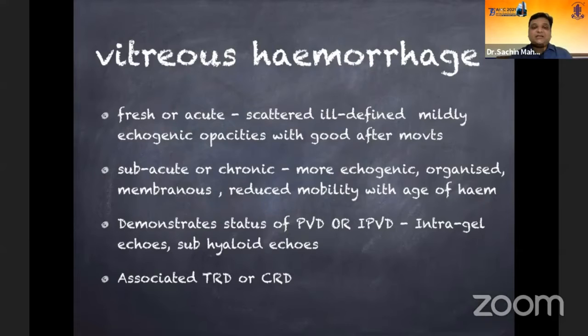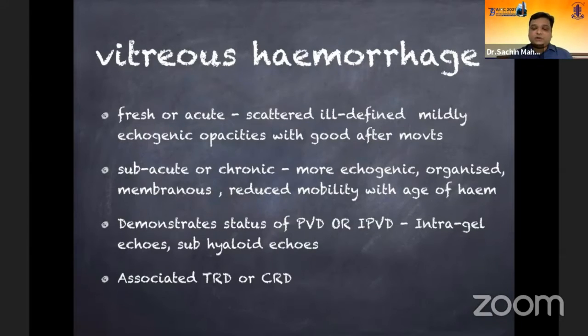The features of B-scan in a fresh or acute hemorrhage would be that the echoes will be scattered and less echogenic with a good after movement. As time passes by, the vitreous hemorrhage gets thicker and denser, causing it to be more echogenic, more organized, more membranous, with reduced mobility. And you can also see a blood-lined PVD in such cases. B-scan also demonstrates the status of PVD, whether the PVD is complete or incomplete. It also helps us understand whether the echoes are more of intragel or subhyaloid echoes.